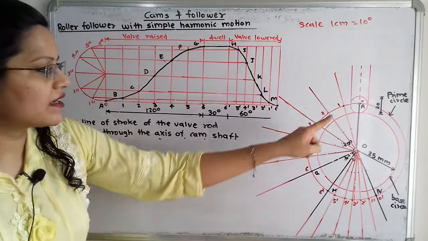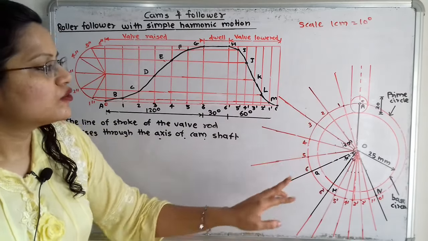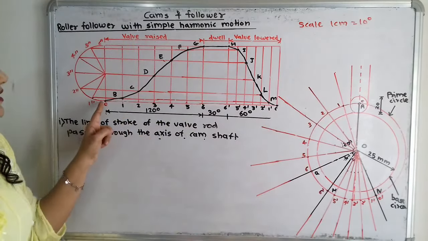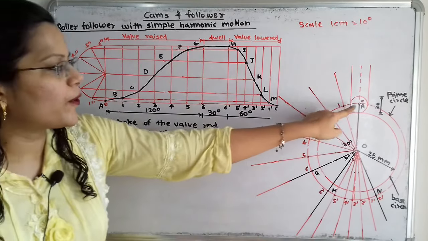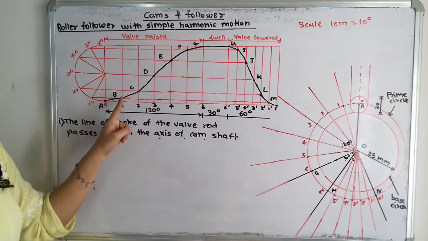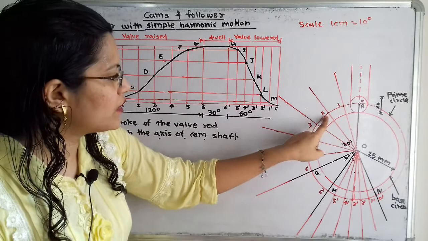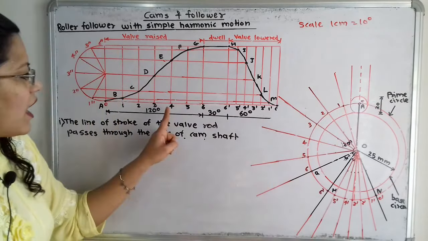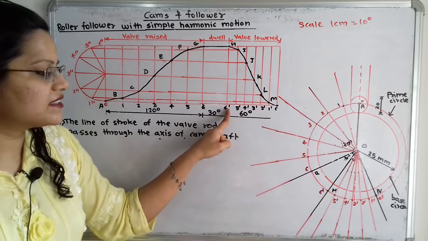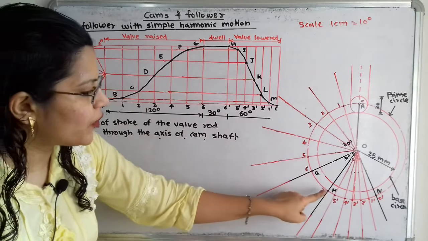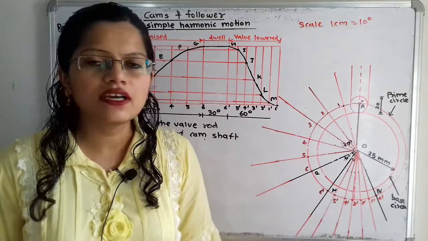Now on the prime circle, here is the point of intersection for these selected lines. So we will give the numbers in the same sequence as in the displacement diagram. At the initial position, that is at point A, there is number 0. Then for the next lines it is 1, 2, 3, 4, 5, 6. And after that, when the return stroke is getting started, the number is 6 dash. So here at this point H, we will select 6 dash, 5 dash, 4 dash, 3 dash, 2 dash, 1 dash and 0 dash.